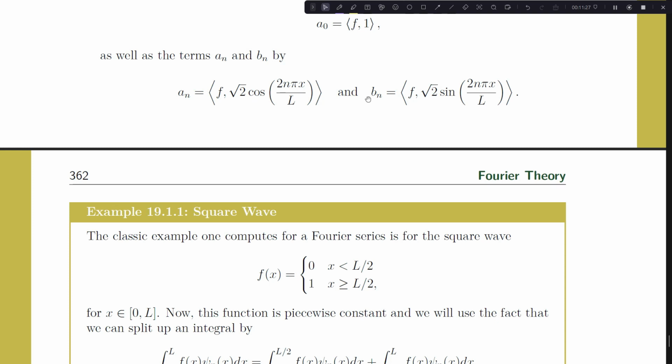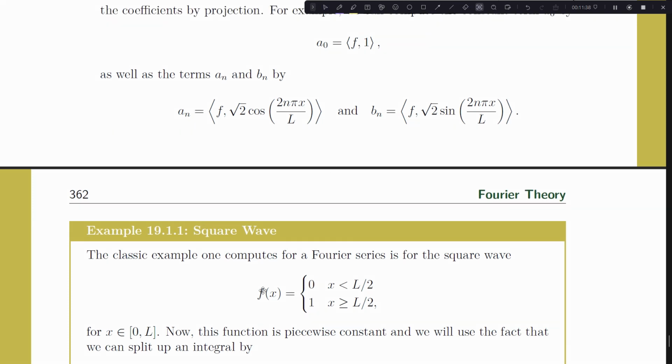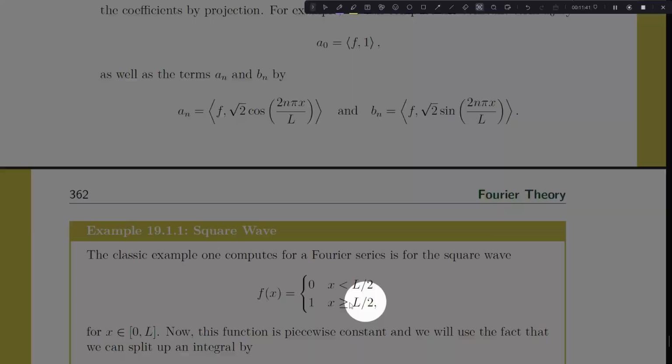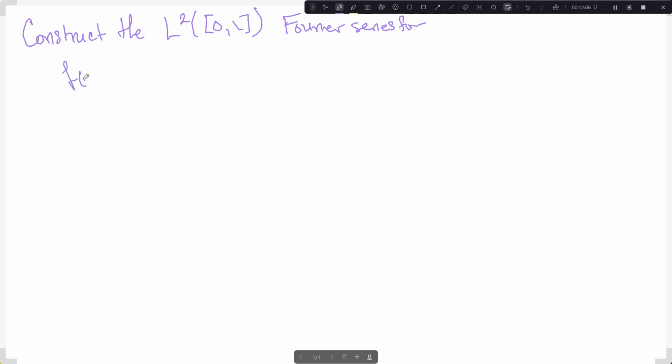Okay, so let's actually just run one example. It's going to be a bit shorter of a video today, but we'll run one example of this. And let's say, hey, let's find the Fourier series for this function. This function is 0 to the left of L over 2, and it's 1 to the right of L over 2. And I'm going to head over to the whiteboard for this. Construct the 0 to L Fourier series for the function f of x piecewise 0 below L over 2, and it's 1 above L over 2.